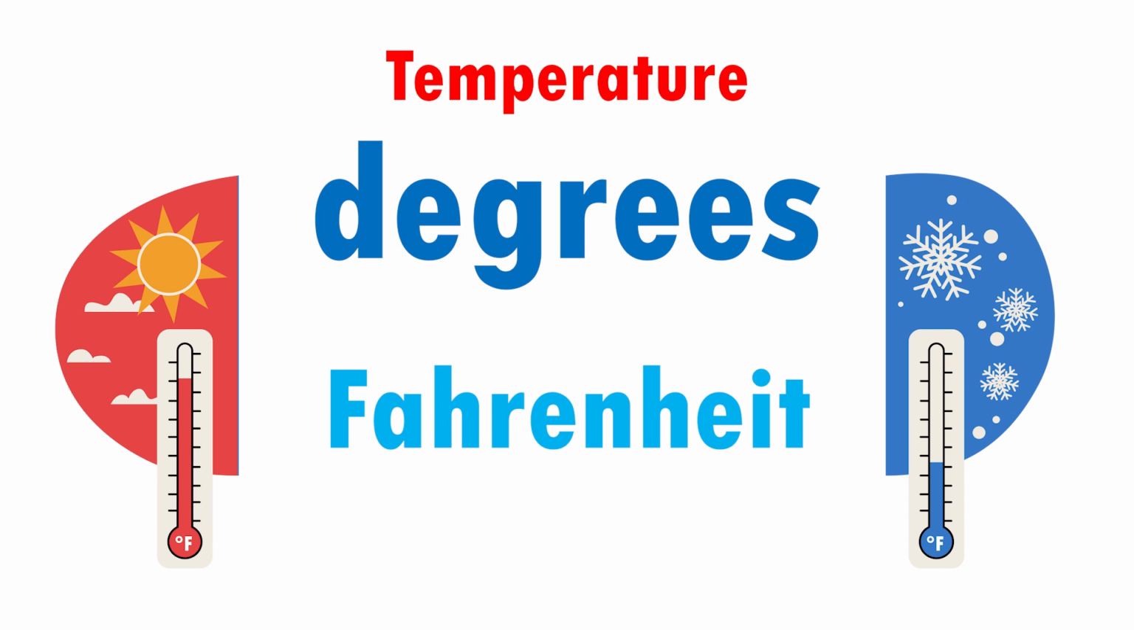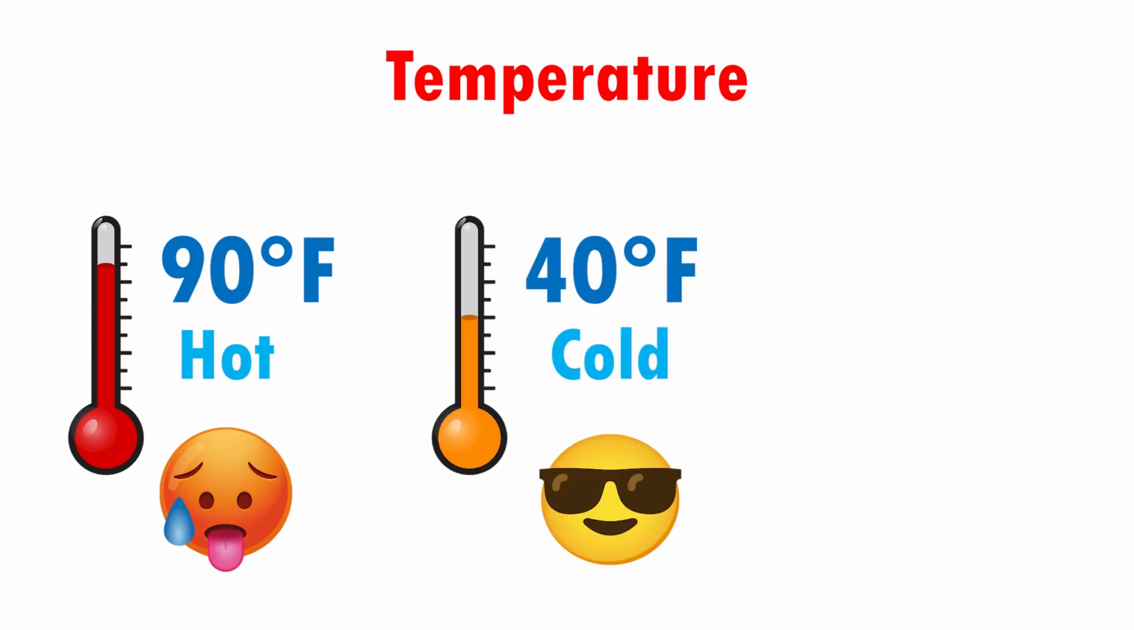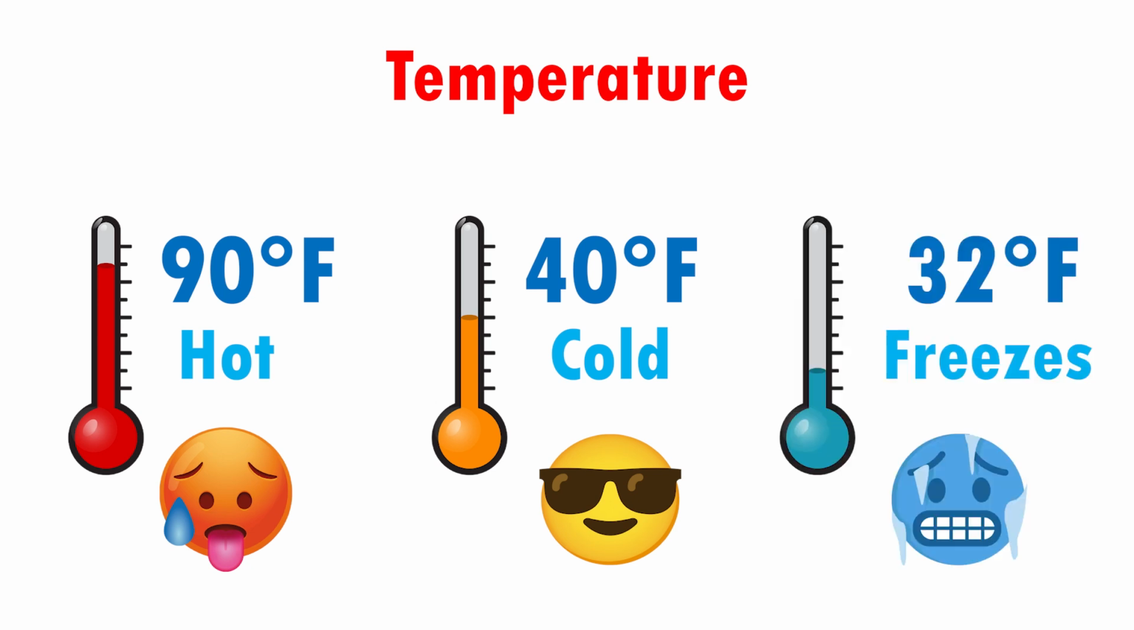We measure temperature in degrees Fahrenheit. If it's very hot outside, the thermometer shows a big number, like 90 degrees Fahrenheit. If it's cold, the number is smaller, like 40 degrees Fahrenheit. If water freezes, that's 32 degrees Fahrenheit.